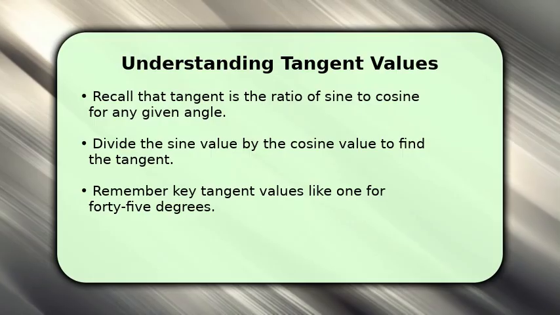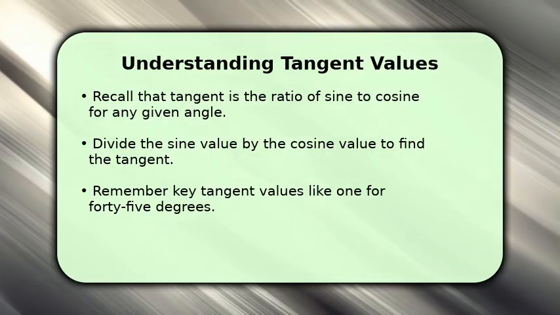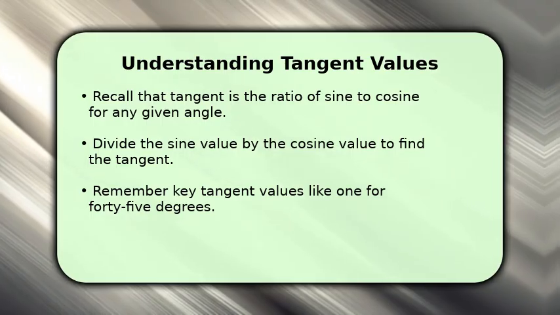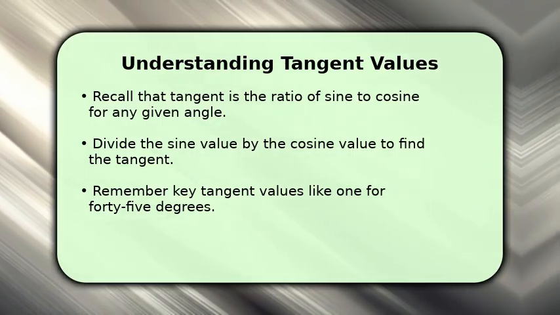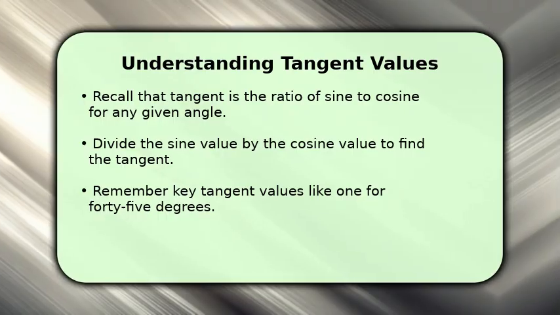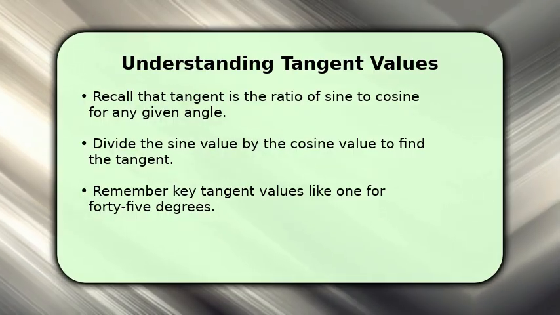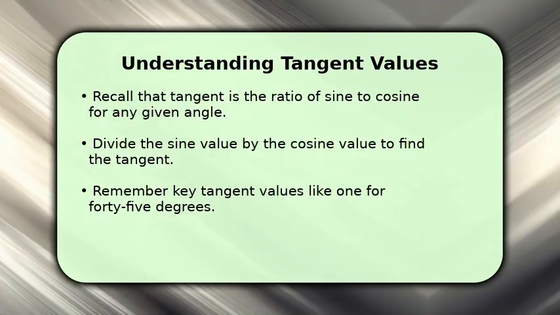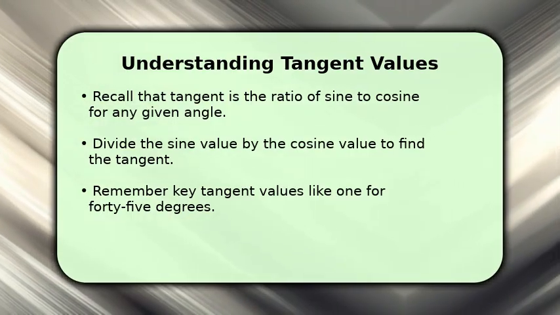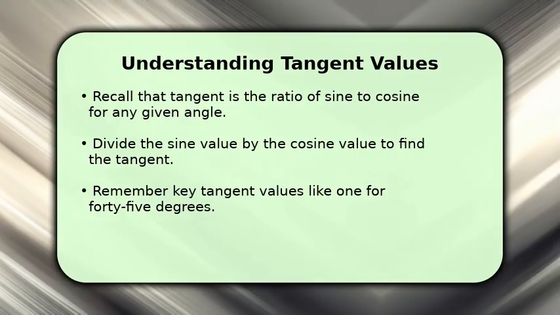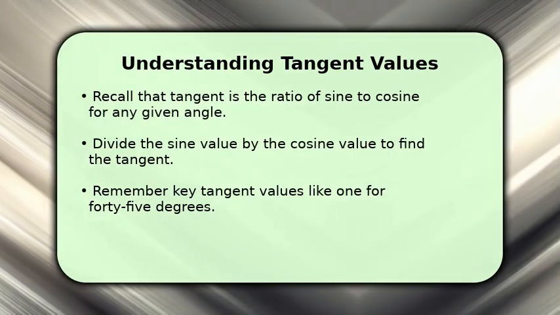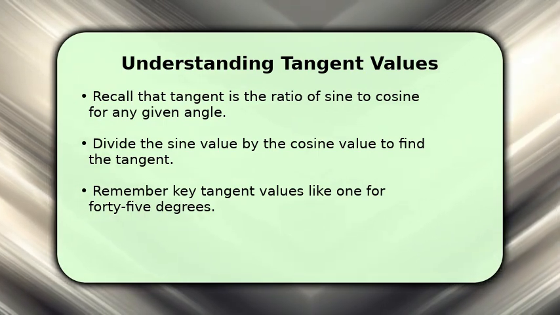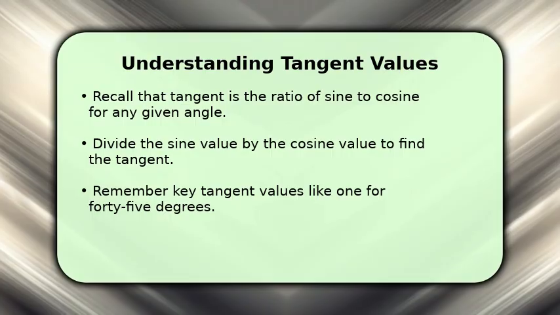Now let's tackle tangent values. Remember, tangent is simply the sine of an angle divided by its cosine. Once you've mastered sine and cosine, finding tangent becomes straightforward. For example, at 45 degrees, sine and cosine are both root 2 over 2, so tangent is 1. At 30 degrees, tangent is 1 over root 3, or root 3 over 3. At 60 degrees, tangent is root 3. This relationship simplifies memorization significantly.